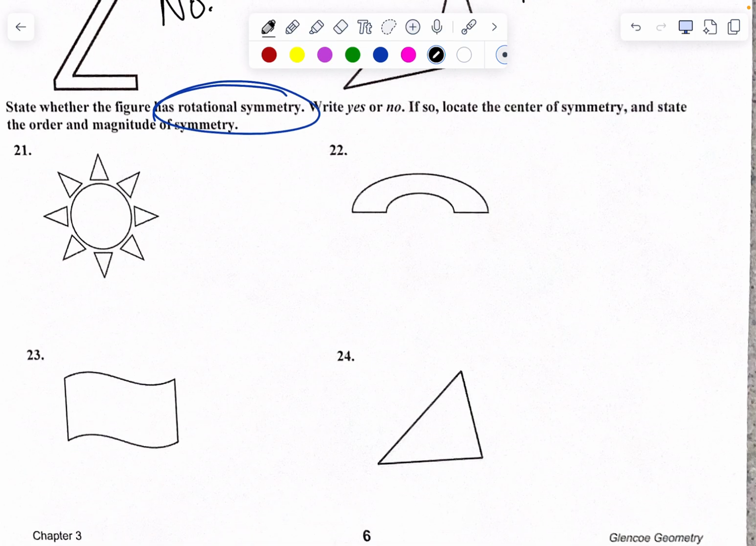Okay, now this is rotational symmetry. This one gets a little tricky, all right? It's not that hard to explain. It says write yes or no if he has rotational symmetry.